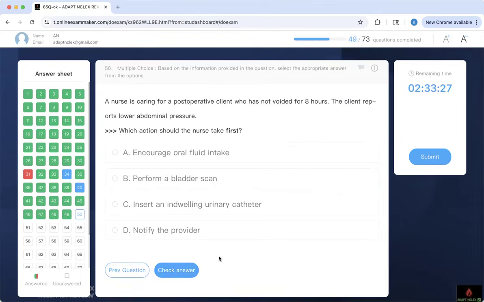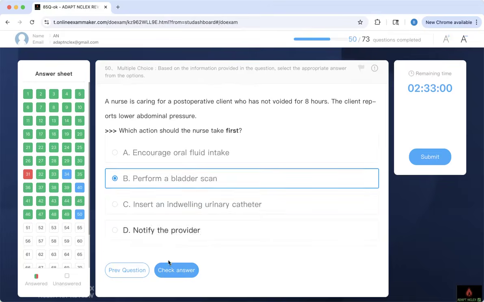And this is caring for a post-op client who has not voided for 8 hours. The client reported lower abdominal what? Pressure. Is the bladder distended? Which action should the nurse take? Encourage oral fluid intake, perform a bladder scan, insert the Foley, notify the provider. There are so many things you can do in this situation. Do you want to call the doctor? No way. You'll be mad. You insert the Foley. You don't know the problem. Bladder scan.